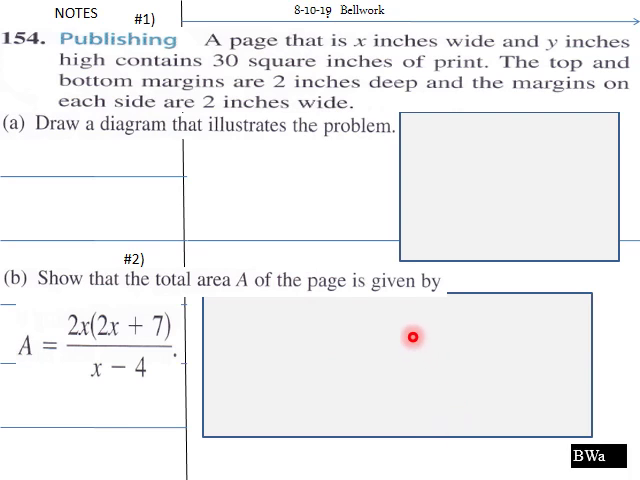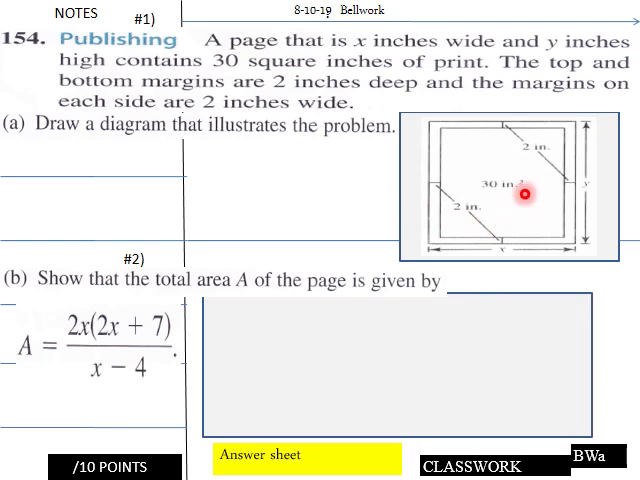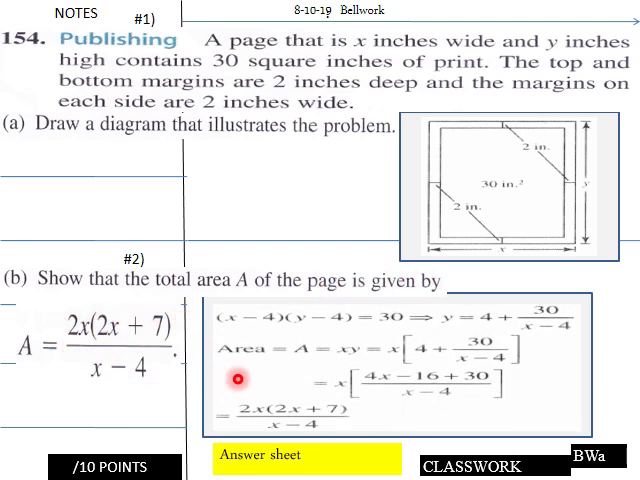Okay, welcome back for today's solutions for your bell work. Up here, this will be a fair diagram for this word problem: 2-inch margins at the bottom and top, and you've got 30 square inches of print inside here. And show the total area of the page is given by this expression here.